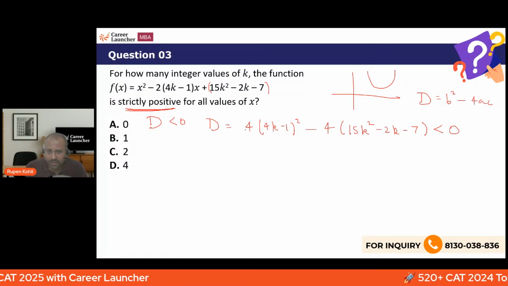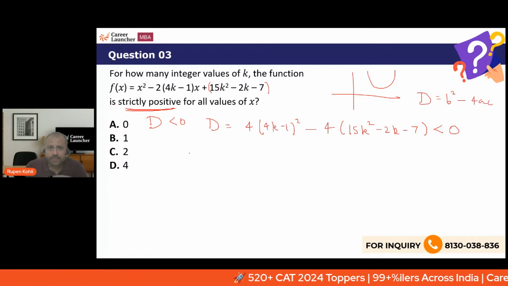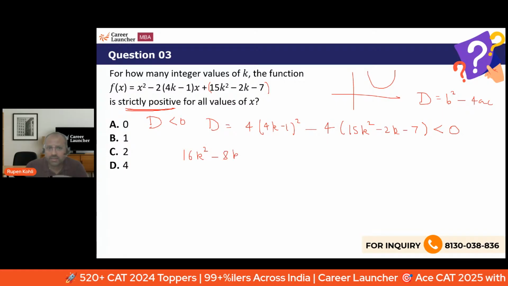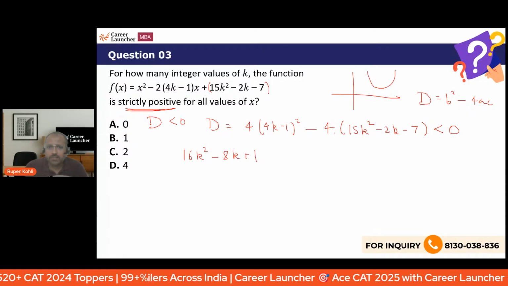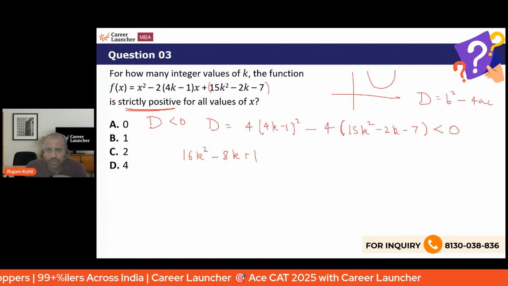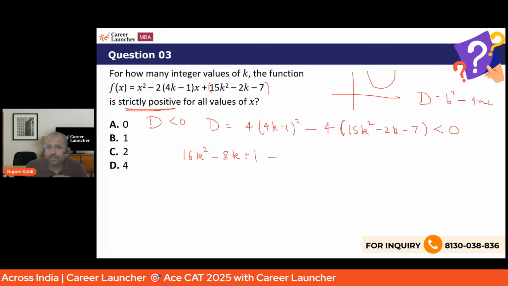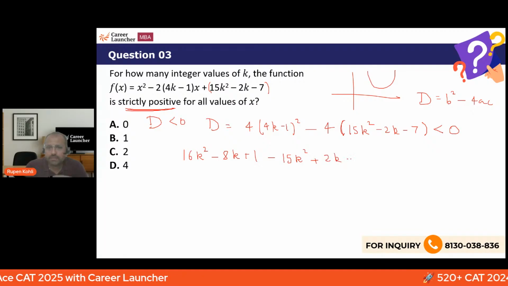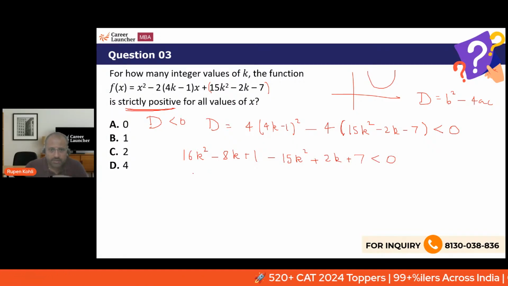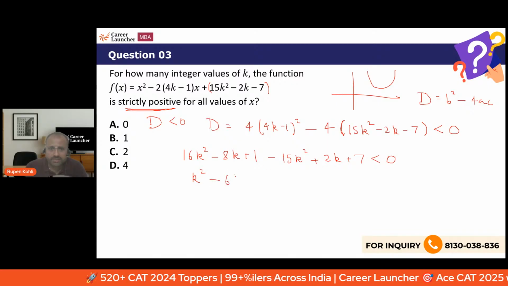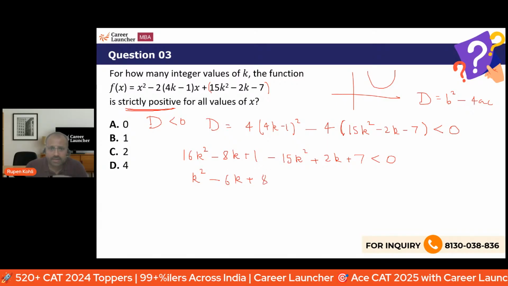So this 4 I can cancel off. So I'm just expanding this and this, right? So 4k minus 1 whole square becomes 16k square minus 8k plus 1. And minus of this thing in bracket, 4 I have just cancelled off, right? So minus 15k square plus 2k plus 7 is less than 0. So 16 minus 15, which is only k square, minus 8k plus 2k, so minus 6k, and 1 and 7, 8 is less than 0.